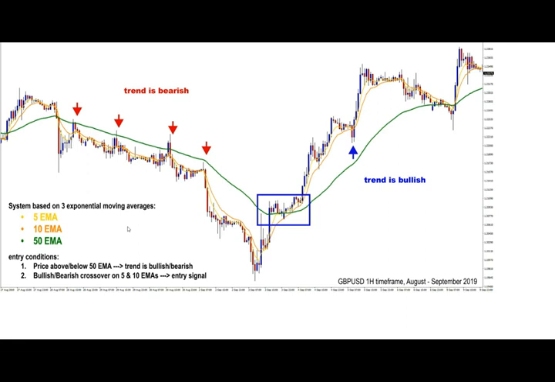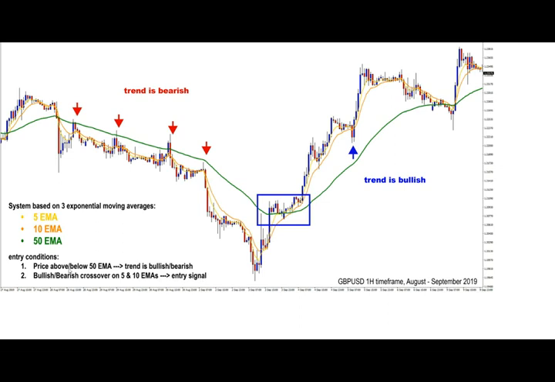Hi traders, today I'm going to show you another simple trading strategy that can be very effective for trading trends especially. And this strategy is based, as is shown here, on three simple indicators, or actually the three exponential moving averages. So we need a 5 exponential moving average, a 10 period EMA, and a 50 period EMA, as is written here. And the entry conditions are also rather simple.